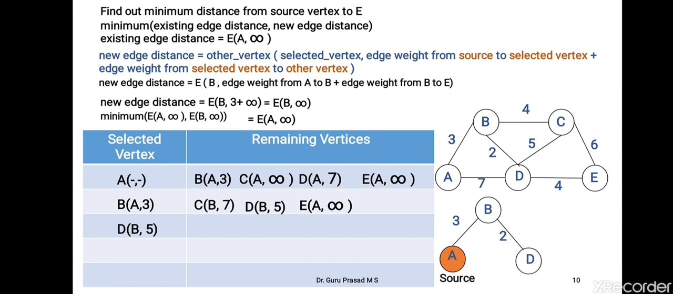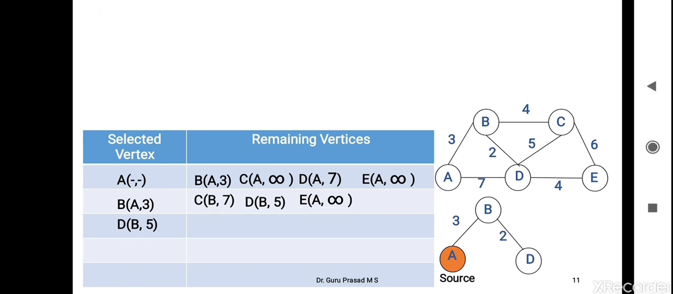Okay, observe the graph. Now the vertex D can be reached from the vertex A with the help of B. So the distance from A to D is 3 plus 2, 5. Now the selected vertex is D. Observe the third row.